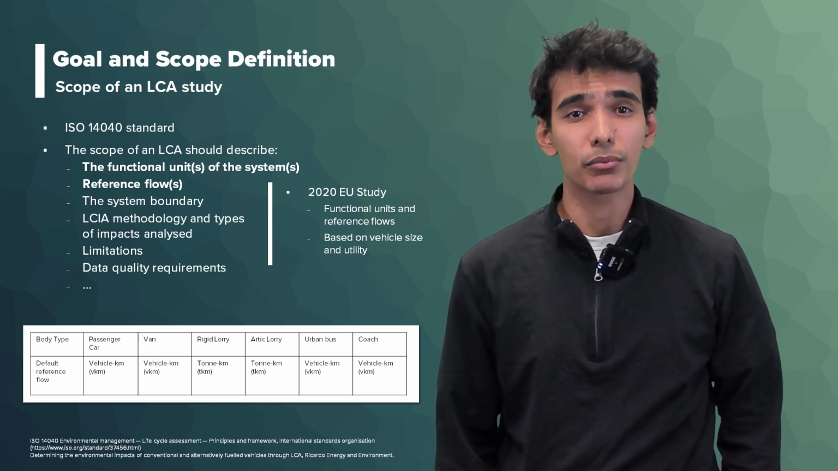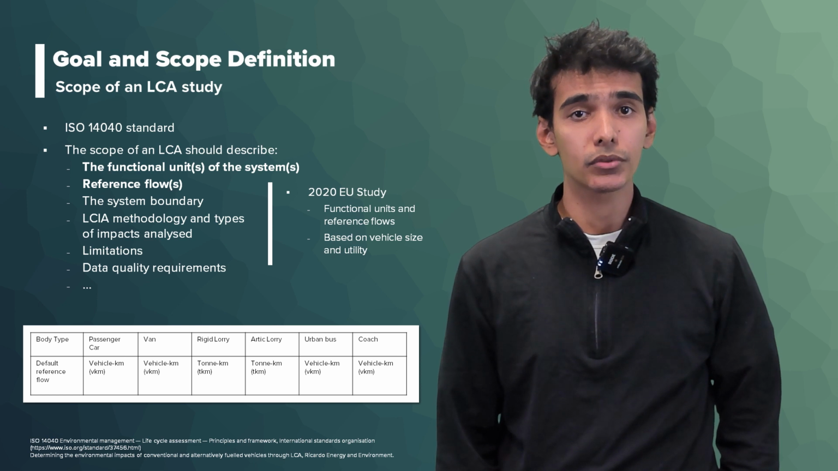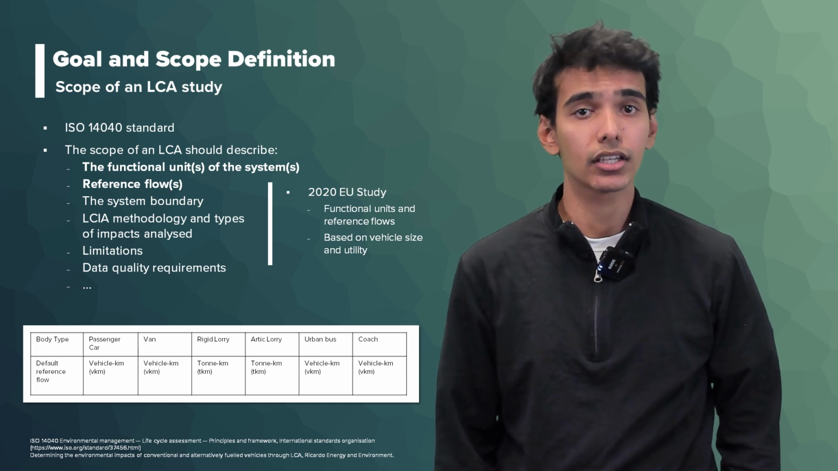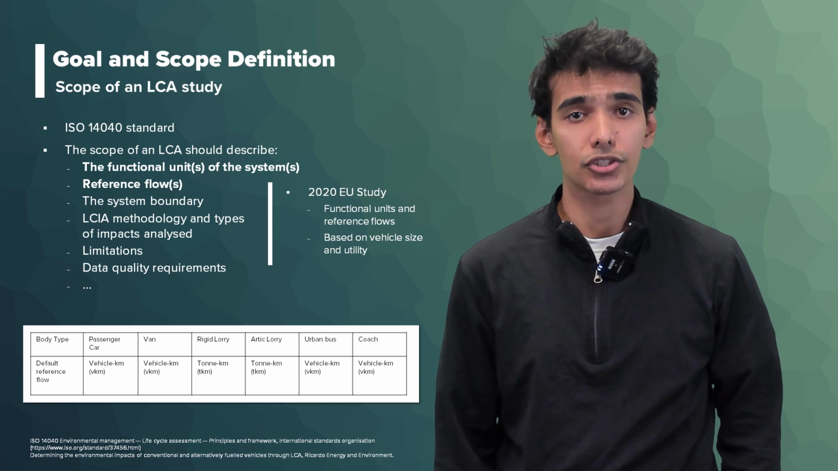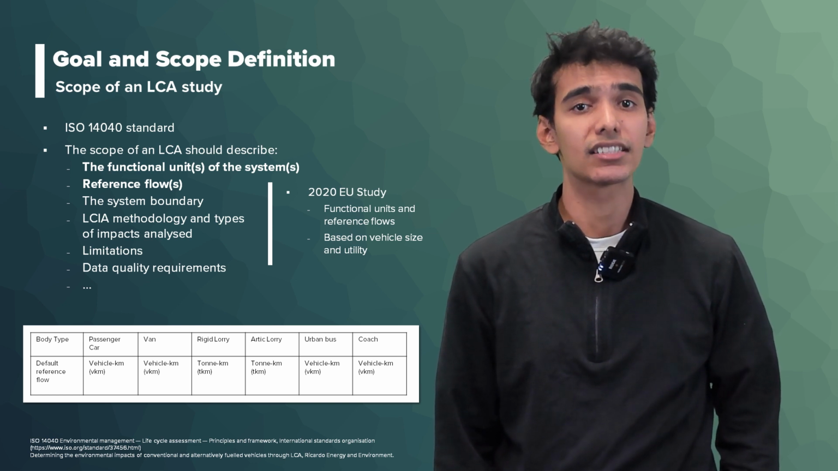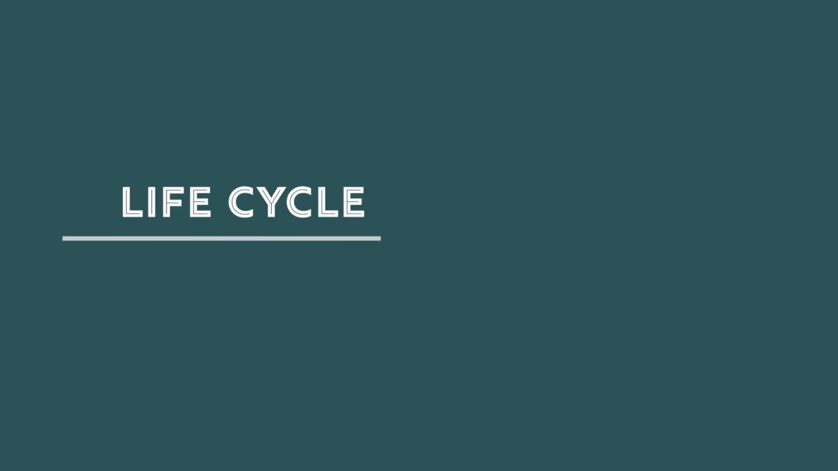This is because the primary function of a passenger car is to transport people. But in terms of something like a rigid lorry or an Arctic lorry, the default reference flow is in ton kilometers because the default function of such vehicles is to transport stuff, which is generally measured in terms of how much they weigh.